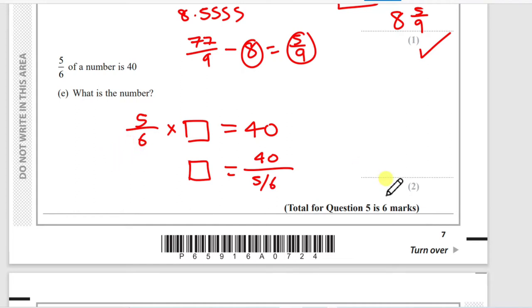To write this on your calculator, guys, press the fraction button first. On the top half, you're going to write the number 40. Then you go to the bottom, and you press the fraction button again, and then replace that with 5 on the top and 6 on the bottom. This is just a nice way of doing it. If you do that, you should get 48 as your answer. And that should be your correct answer.